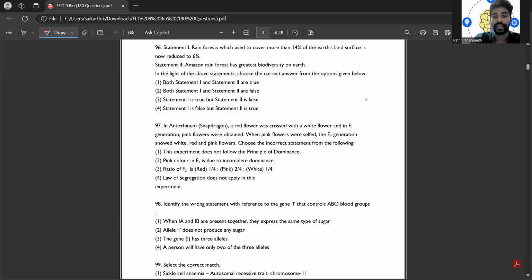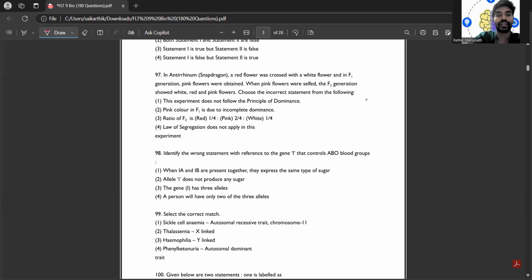The 96th question is a statement based question, where statement 1 says that the rainforest which used to cover more than 14% of Earth's land surface is now reduced to 6%. And statement 2 says that the Amazon rainforest has the greatest diversity on Earth. So both statement one and statement two are true. The 97th question is about the snapdragon, where a red flower was crossed with the white flower.